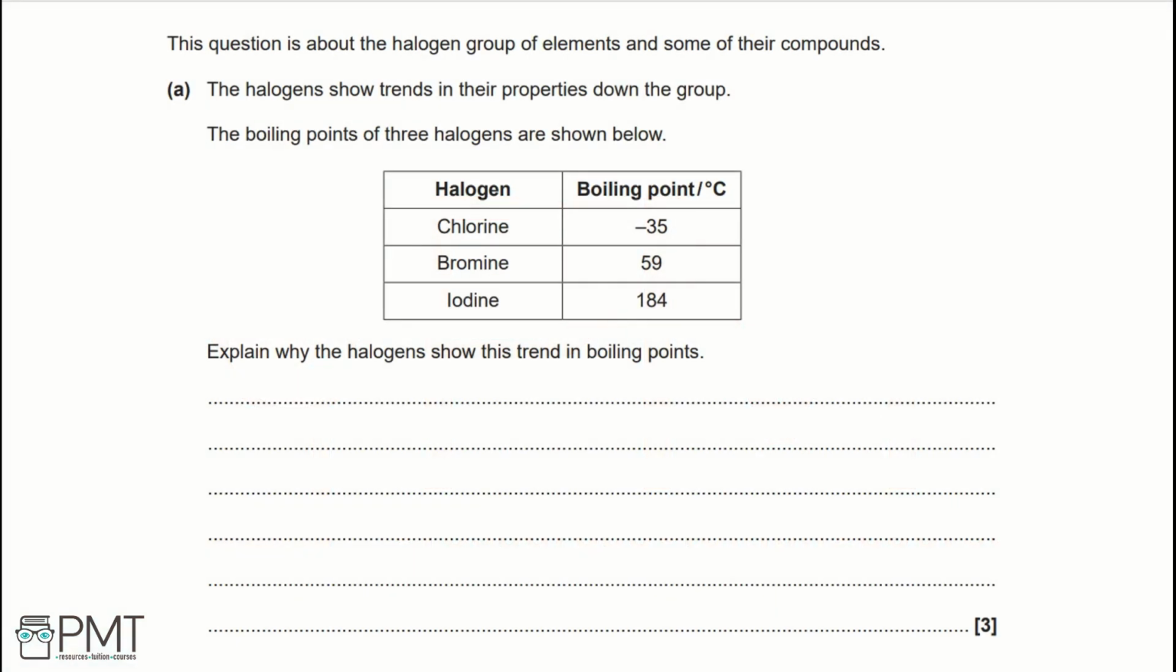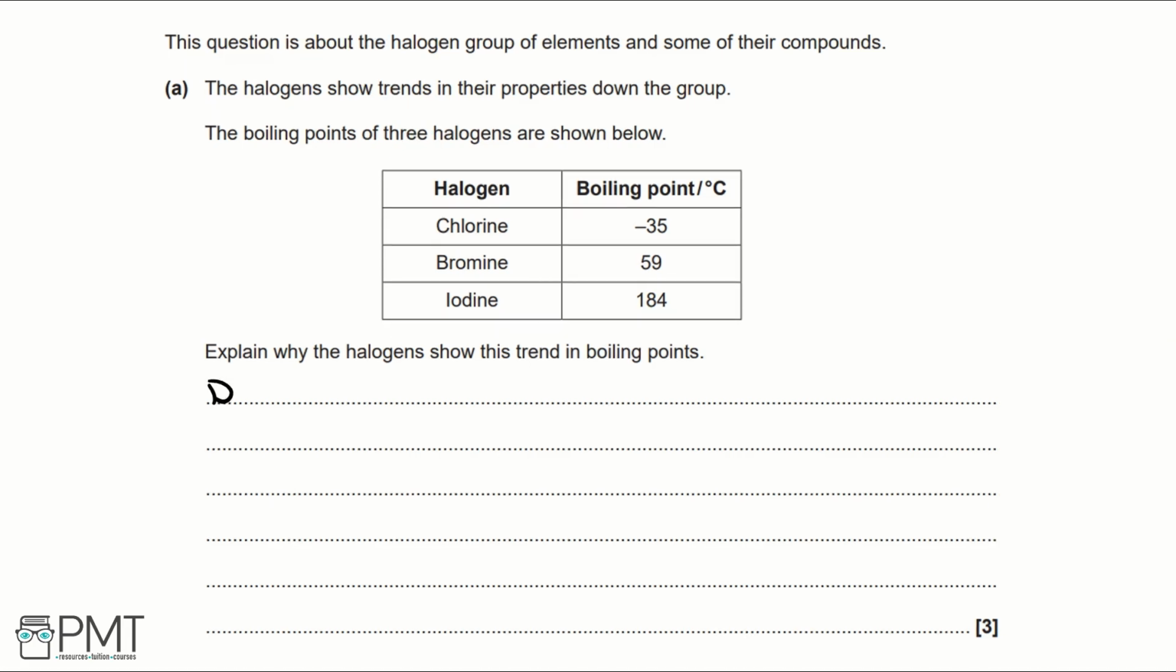This question is about the halogen group of elements and some of their compounds. Part A. The halogens show trends in their properties down the group. The boiling points of 3 halogens are shown below. Explain why halogens show this trend in boiling points.